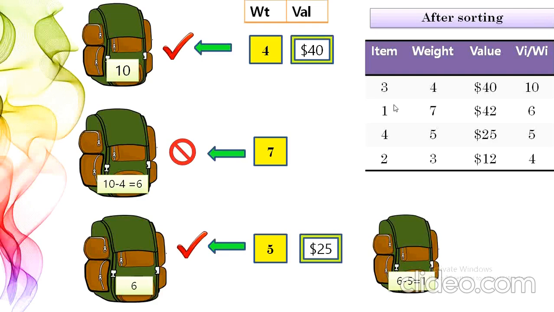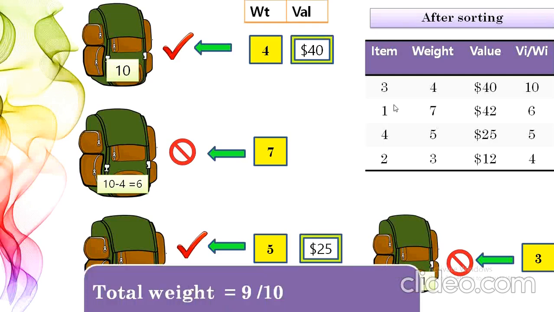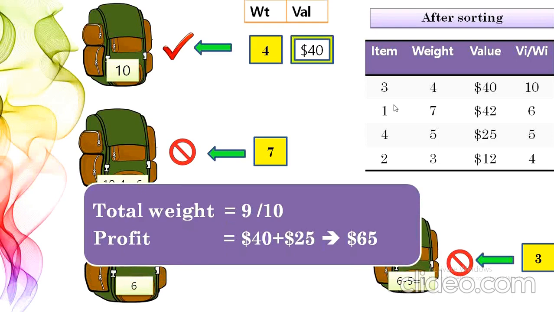The second item's weight is 3, so we cannot load item 2 into the knapsack, so stop the process. At this stage you need to calculate how much profit we earned as well as how much knapsack capacity we utilized. So the total weight is 9 out of 10 that we used, and the profit we earned is 40 plus 25, which is 65. This step-by-step process is called the greedy algorithm for the discrete knapsack problem.